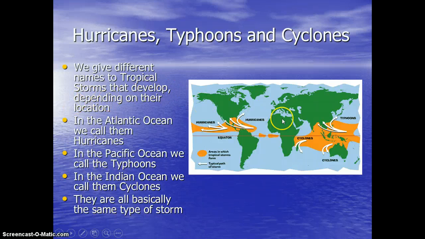All right. Hurricanes, when they're in the Atlantic Ocean, typhoons if they originate in the Pacific Ocean, and cyclones if they originate in the Indian Ocean. That would be number 15. Okay. Oh, and then you'll see 14 on your notes page. That's a mistake. I should have deleted that.